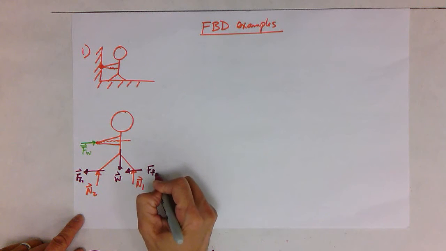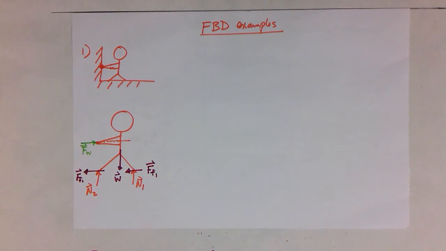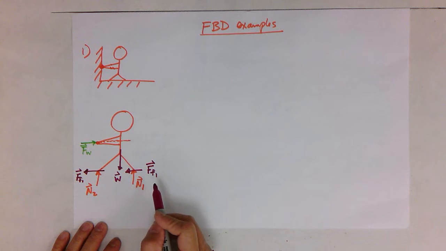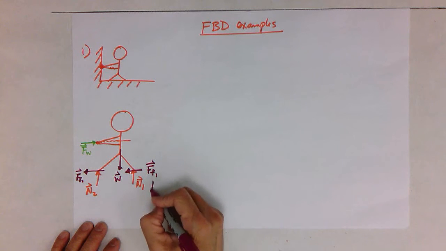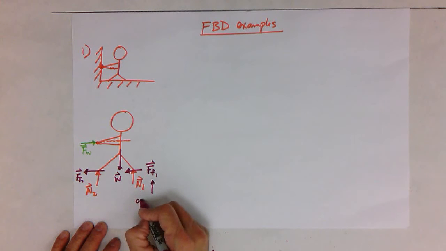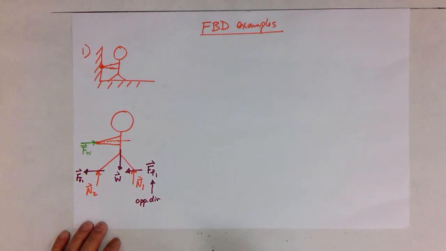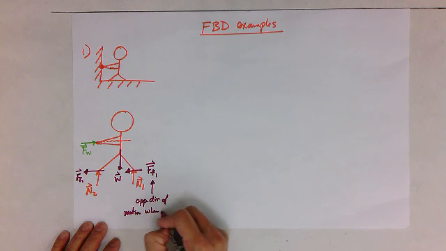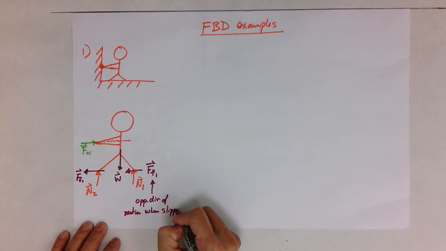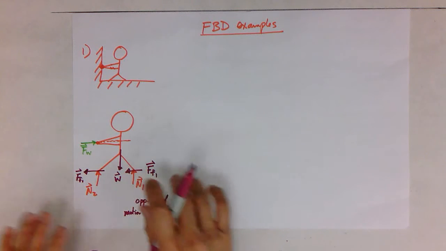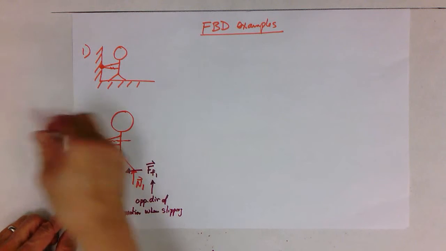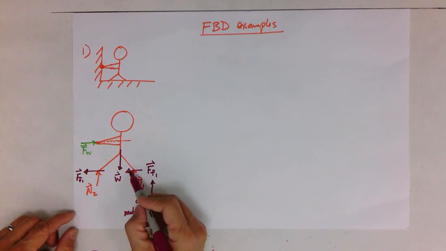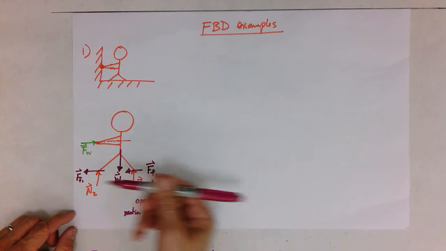A simple frictional model, as was discussed earlier, is something that is parallel to the surface, or perpendicular to the normal. And these go in the opposite direction of motion when slipping. So if you were to slip and slide along the ground, which direction would you be going? You're pushing on the wall, so the action of the wall pushing on you is this way. You would then be moving to the right, so the friction is opposing that motion, so it is going to the left.